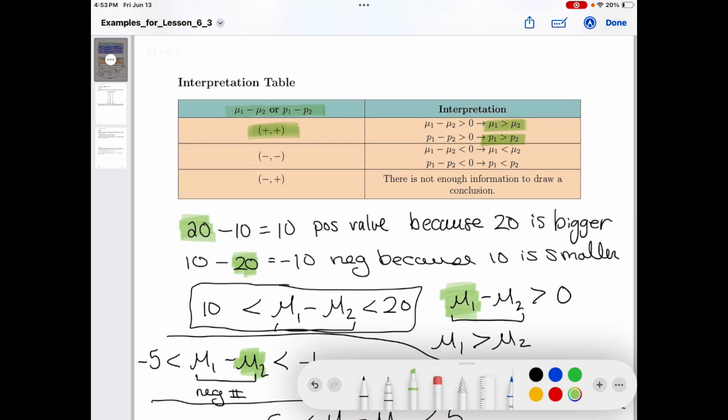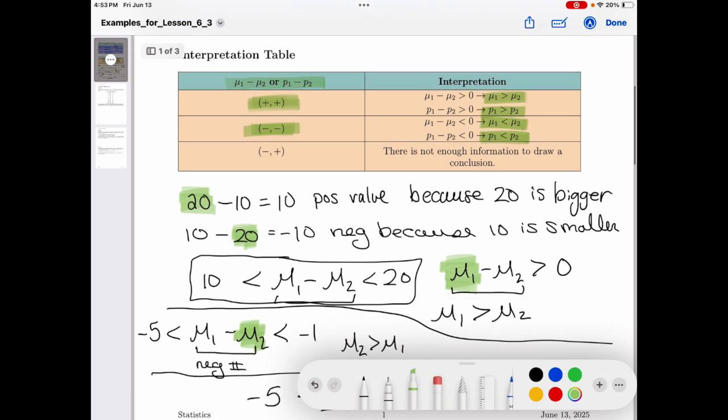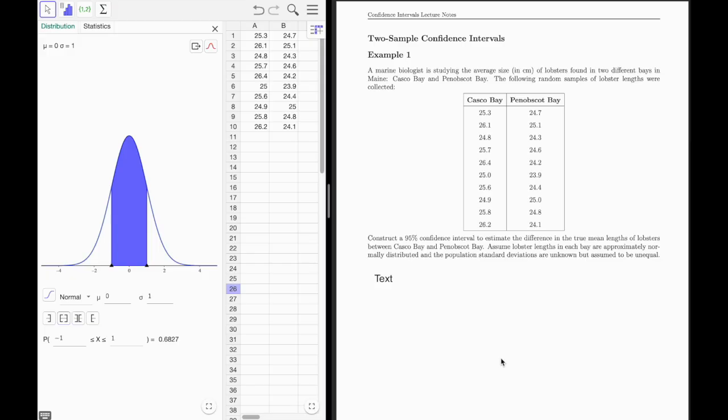If your point estimate lies on an interval and your upper and lower bound are both negative, then that tells me that mu1 has to be smaller than mu2, and P1 has to be smaller than P2, depending on if you're looking at means or proportions. And then if your upper and lower bound are different signs, there just isn't enough information to draw any conclusion.